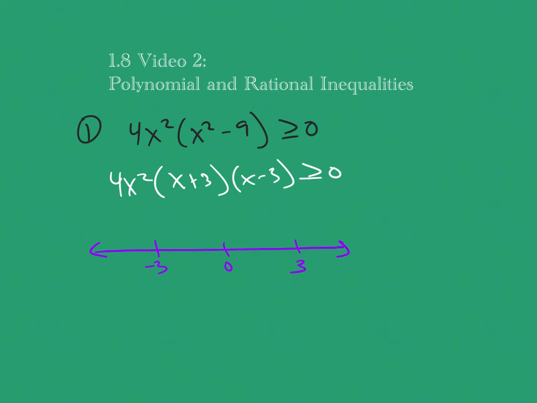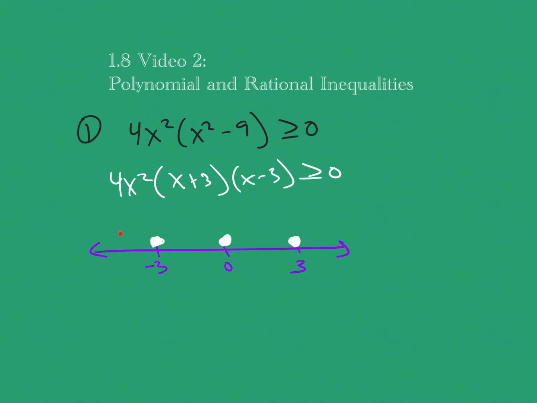In a polynomial like this, the sign will only change when the expression is equal to 0 at some point. So these are all places where it's equal to 0. Notice we want to be greater than or equal to 0, so right now we can actually fill in each of these, because each of those values will make the inequality true. Then we're going to test a value in each of the sections.